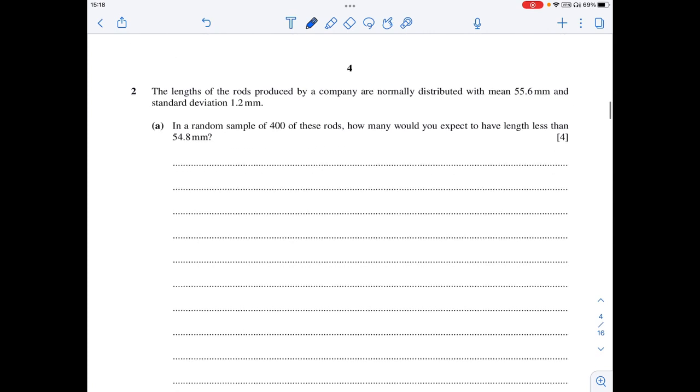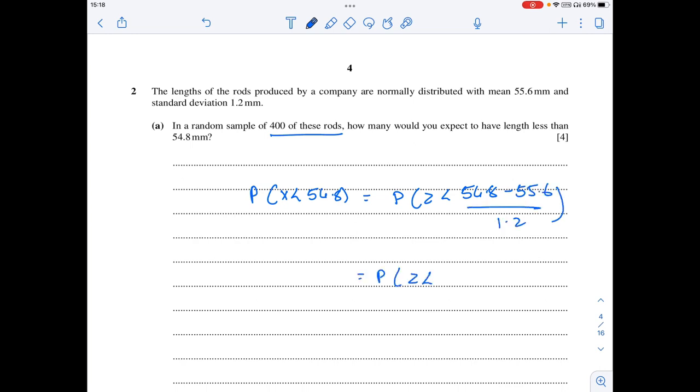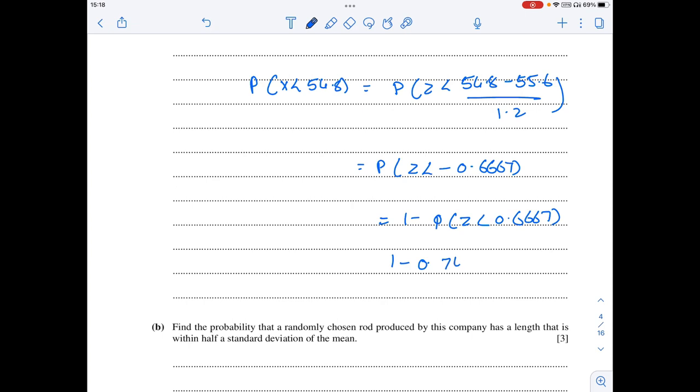Next question. The lengths of the rods produced by a company are normally distributed with mean and standard deviation. In a randomly chosen 400 of these rods, how many would you expect to have length less than 54.8? So probability of x less than 54.8. So probability of z less than 54.8 minus 55.6 divided by 1.2, which is probability of z less than negative 0.667. So 1 minus probability of z less than 0.6667. So 1 minus 0.7477, which is 0.2523.